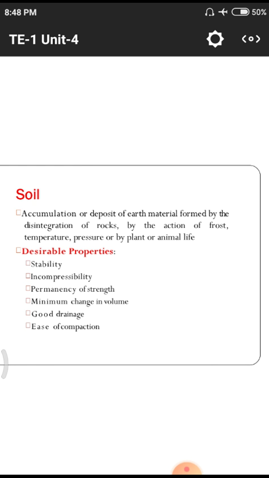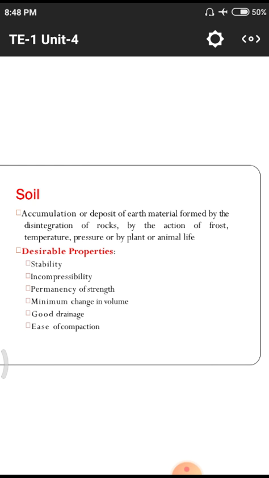Next one, incompressibility. Incompressibility means, as I discussed previously, rubber is compressible. That means it will tend to change in any direction easily due to external application of forces. Steel is also a brittle material, but it changes position only with a huge amount of tons and tons of loads.